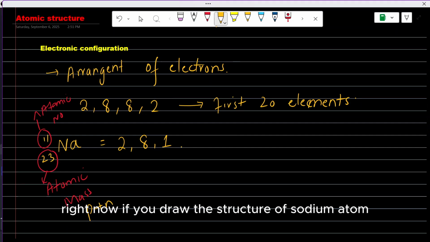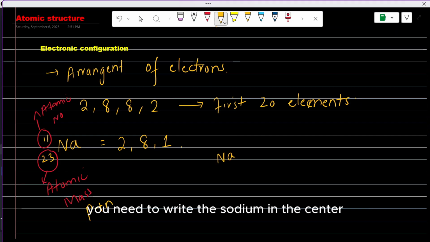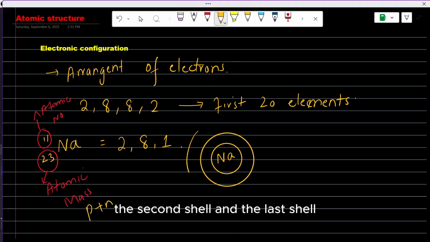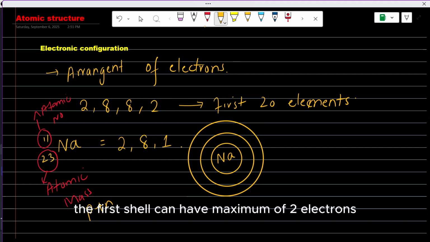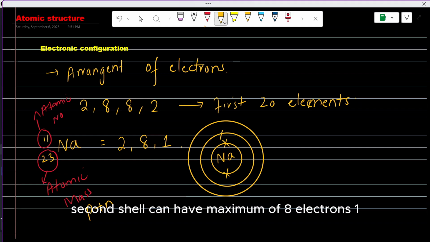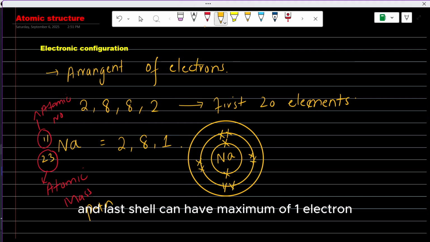Right, now if you draw the structure of the sodium atom, you need to draw it like this. You need to write sodium in the center. You'll have the first shell, the second shell, and the last shell. Now sticking to the rule, the first shell can have a maximum of 2 electrons. Let's draw 2 electrons. The second shell can have a maximum of 8 electrons, 1 2 3 4 5 6 7 and 8, and the last shell can have a maximum of 1 electron.